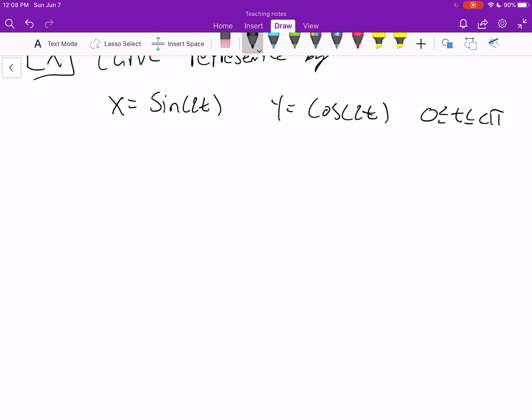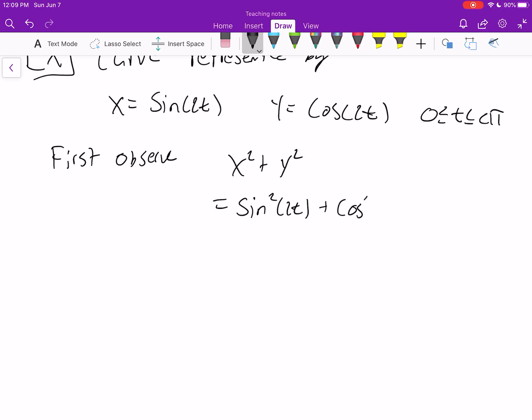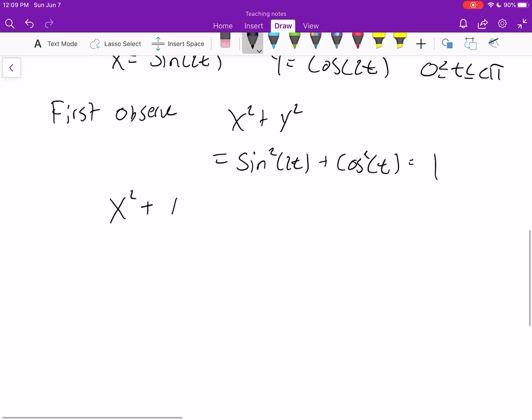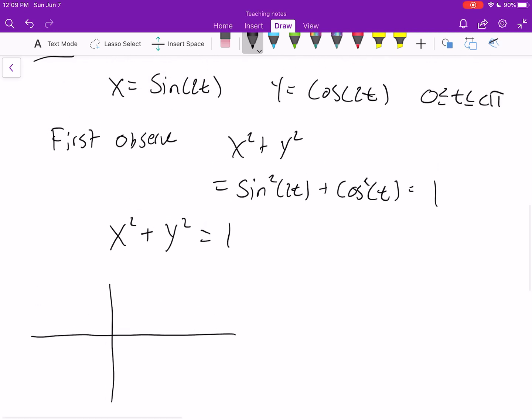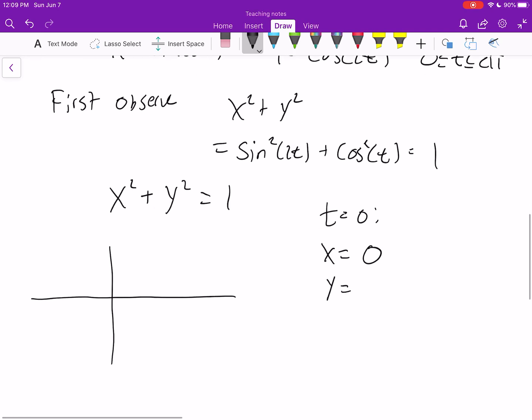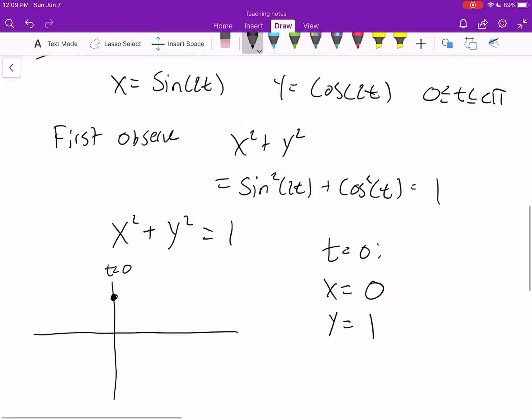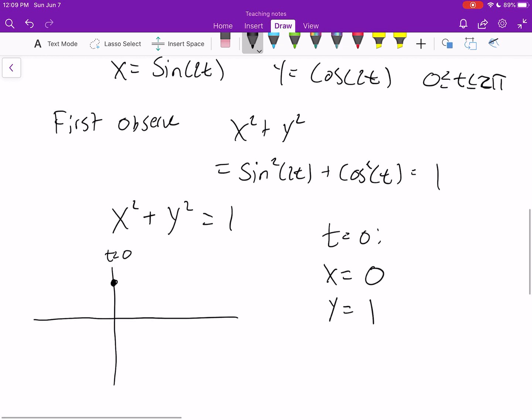So let's first observe that x squared plus y squared equals sine squared of 2t plus cosine squared of 2t. This still satisfies the Pythagorean identity, so it equals 1. This equation still satisfies x squared plus y squared equals 1, so its graph is still a circle. The difference is, if I plug in t equals 0, I get x equal to sine of 0, which is 0, and y equal to 1. So my starting point for this circle is here, corresponding to t equals 0. And now you should notice that t goes between 0 and 2 pi.